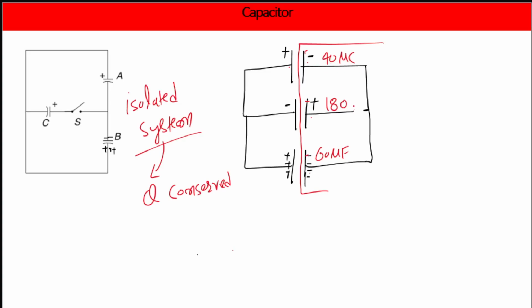So before the connection is made, the switch is turned on. The charge on the system is how much? This is minus 40, this is plus 180 and this is minus 60. So this is going to be plus 80 microcoulomb. Then this is going to be the charge on the system.